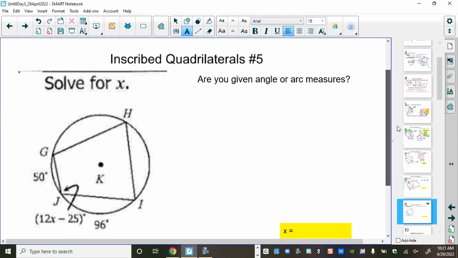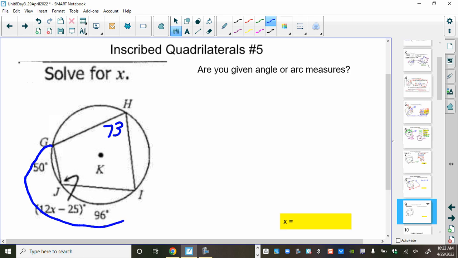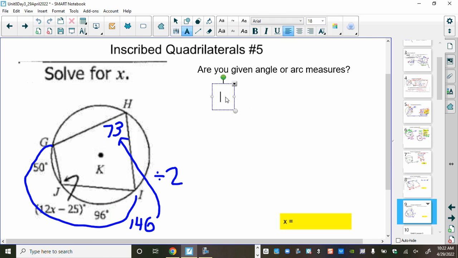Then for this last one, basically it's going to be 50 and 96. 146 divided by 2, this is going to be 73. Again, divide by 2. And then your last part, 12x minus 25, plus 73 equals 180.